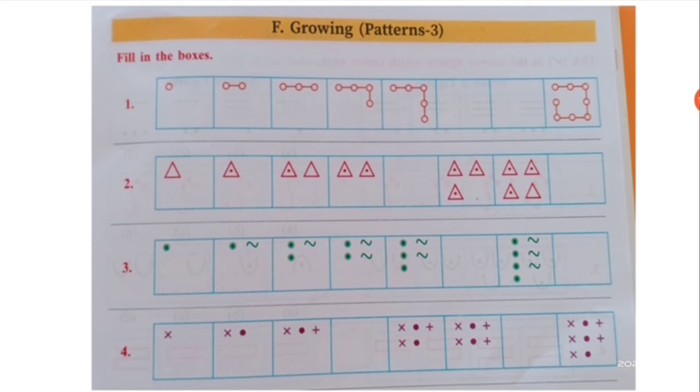First, as it is you have to draw: first circle, then dash, then circle, then dash, then circle, then downside dash and circle, then circle and dash. Again you have to draw here circle and dash. Got it? And in the next picture just add one dash and one circle. Got it? So like this you have to find out.